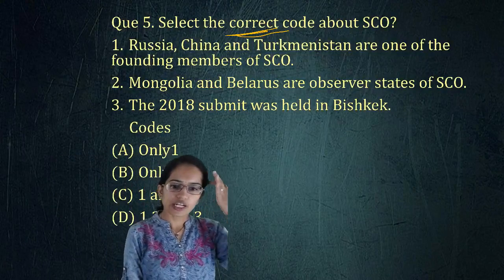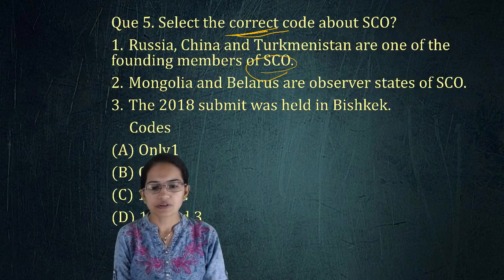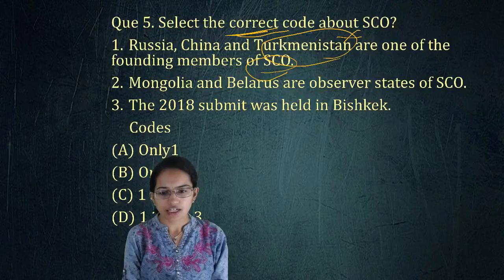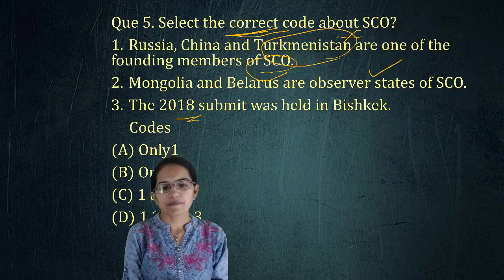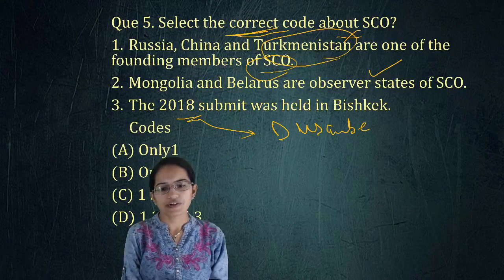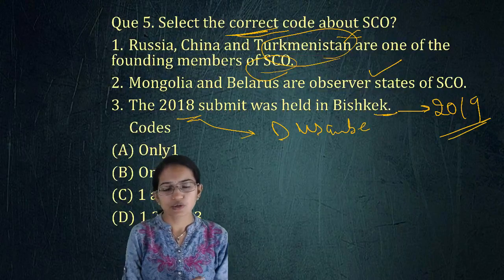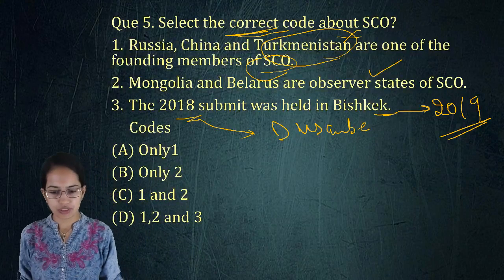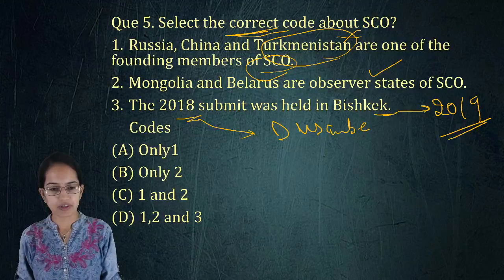Great. So Russia and China are founding members of the Shanghai Cooperation Organization, but Turkmenistan is not a member. Mongolia and Belarus are the current observer states. The 2018 summit was held at Dushanbe. However, Bishkek was the location for the 2019 summit. So that's another kind of confusing thing that was asked in the question. So it's important to read the question very, very carefully.